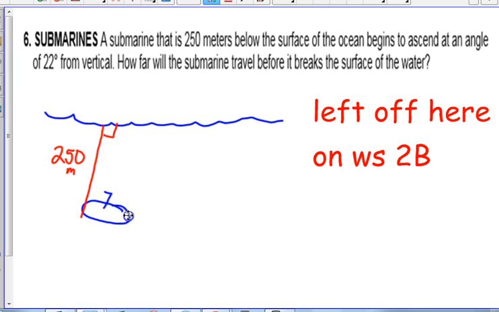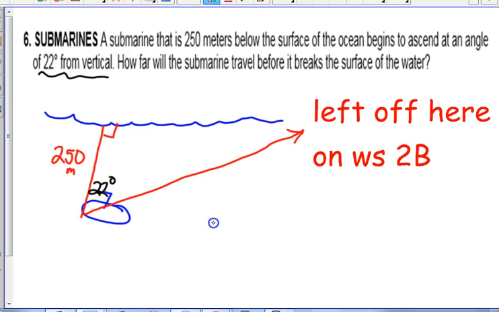And then it says it starts to go up. So this guy turns and he's headed towards the surface over here somewhere. We're supposed to figure out where to put this 22-degree angle and how far it travels till it breaks the surface. So where to put the X? From vertical. So yeah, we got the vertical line here. It's so crooked it doesn't look vertical, I know. Then we're going to put 22 degrees there.